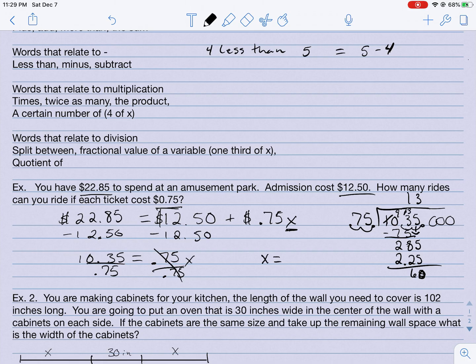So when we're talking about the number of rides you can go on, 13 is the number of rides you could go on. There's going to be a decimal point, but you can't go on half a ride. So we could stop right here and say that x equals 13.